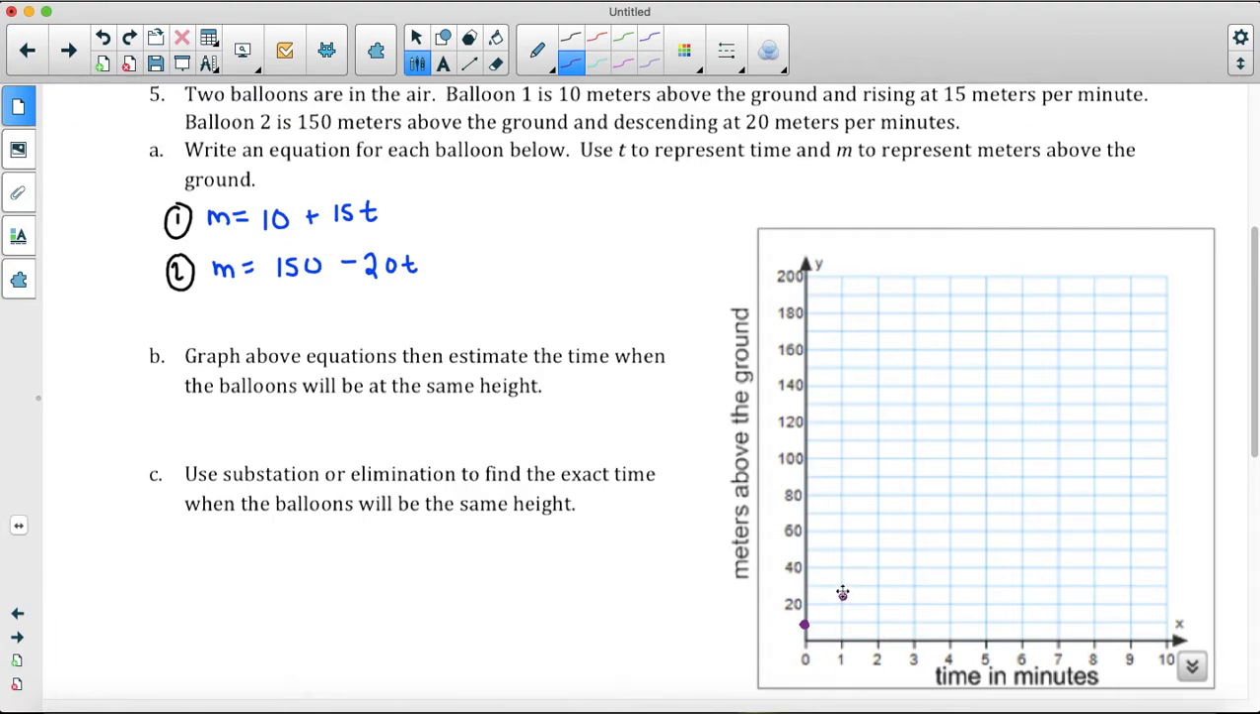So then we have another, this is 5, so that's going to be at 25, this is 30, and that goes up to 40, and another 1. Then I keep going, rising 15 and moving over 1 each time. So this is the first balloon.